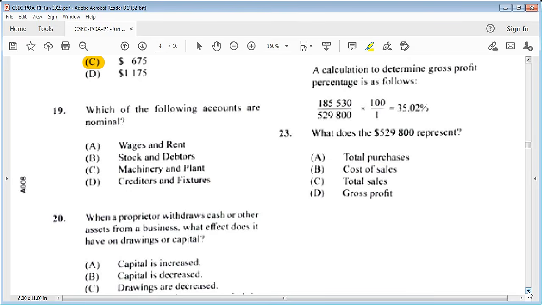So we know nominal accounts are accounts in which expenses, revenues, and capital are recorded. So we know from that explanation our answer would be A, wages and rent. They are all expenses.